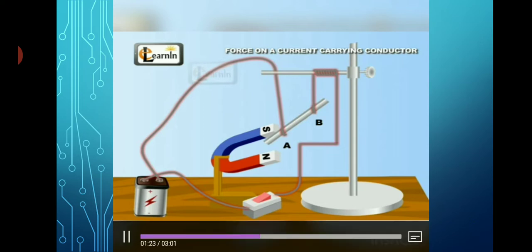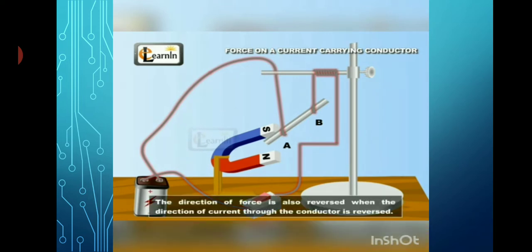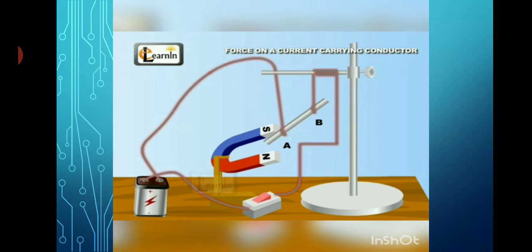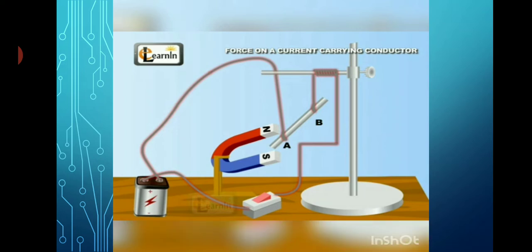Now change the poles of the magnetic field, that is, the north pole is above the rod and the south pole is below the rod. Let's see what happens. See how the rod AB moves. Again there is a displacement, right? The rod is displaced towards the left. That is, when we change the magnetic field, the rod gets displaced. So we can conclude that the rod is displaced when there is a change in the direction of the current as well as a change in the direction of the magnetic field.